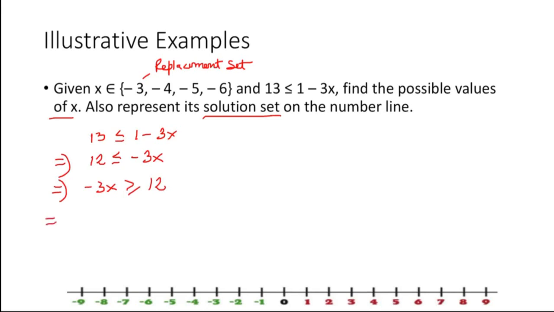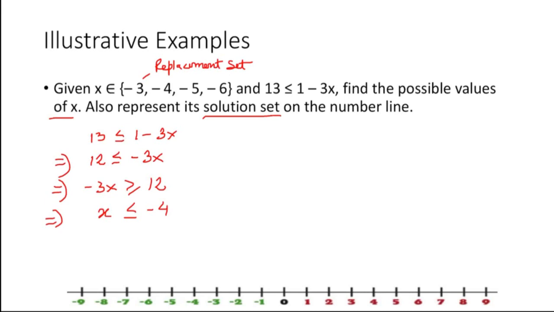And now in order to further simplify it, we need to divide both sides of this inequality by a negative 3. But as we are dividing both sides by a negative number, the sign of the inequality would change. So 12 divided by negative 3 is negative 4.